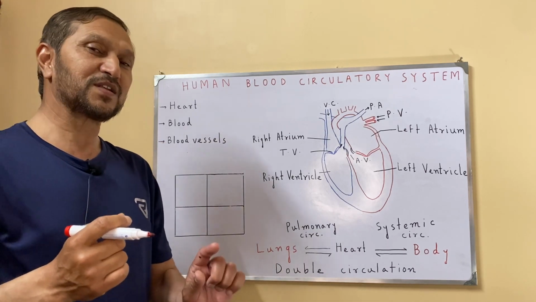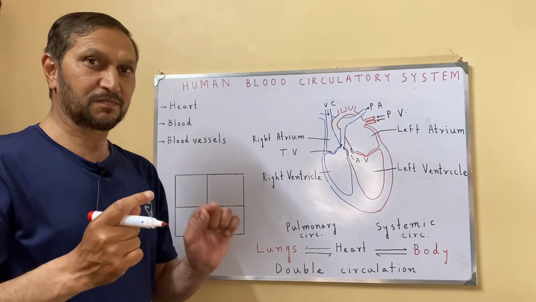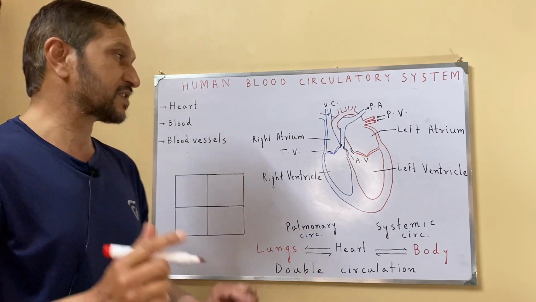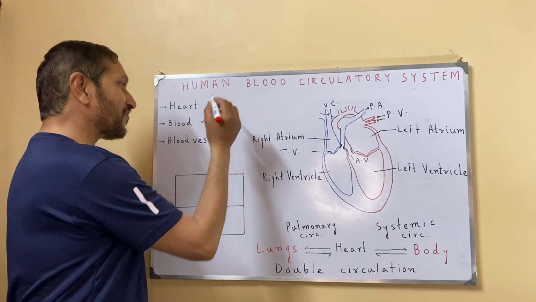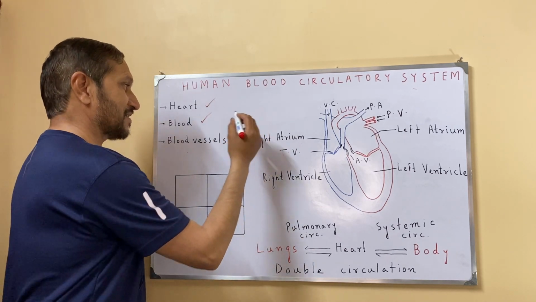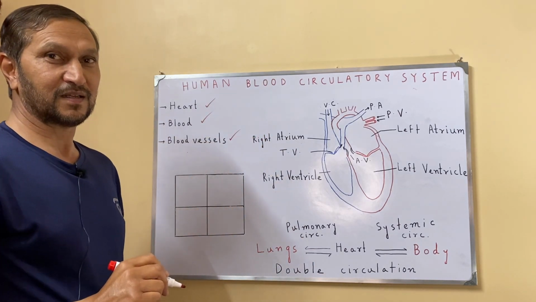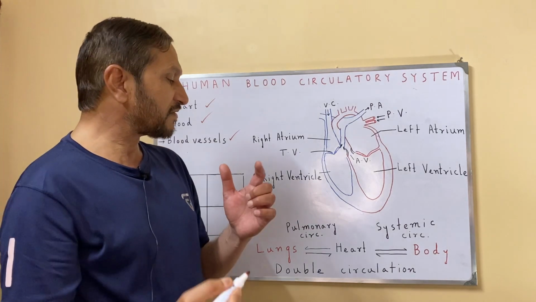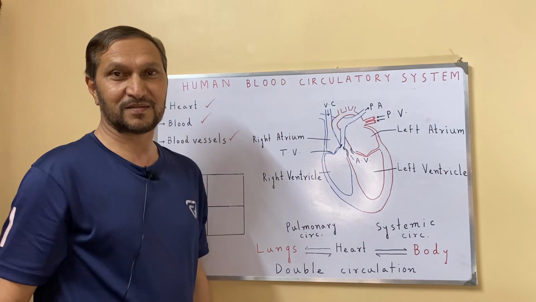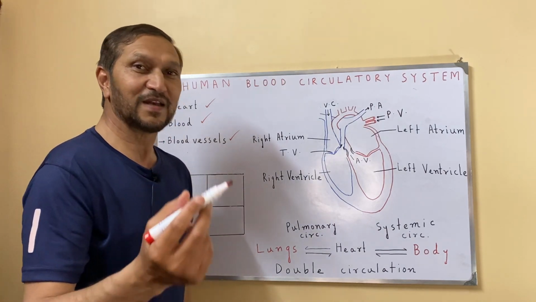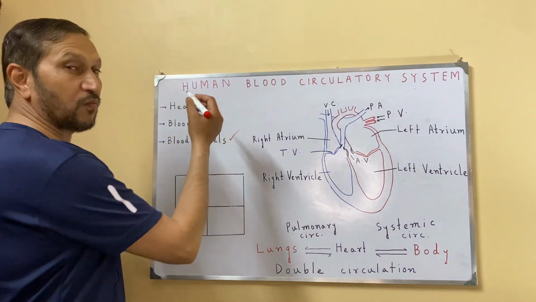The main components of the blood circulatory system are the heart, the blood itself, and the blood vessels. And in this lecture, we will also understand what double circulation is. So let's start one by one.